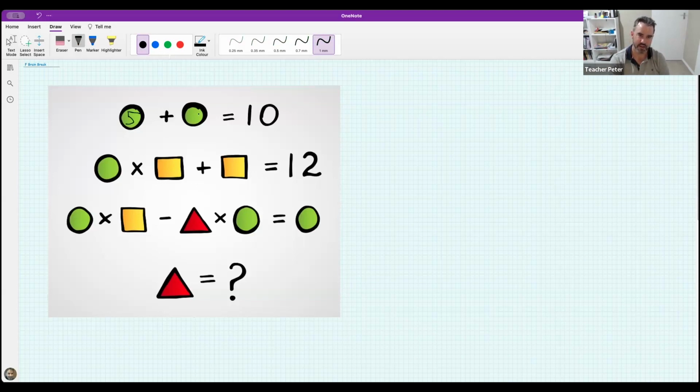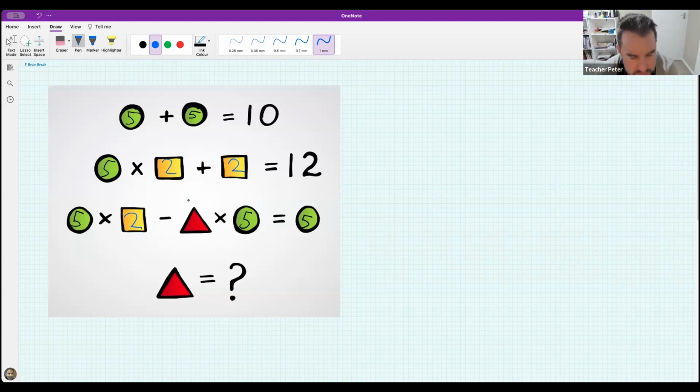Yes, Naledi, I agree with you. The green ones must be 5. So let me write them in. Does anybody else have some ideas about the yellow? Five times what plus what gives me 12? Yep. It can only be 2.